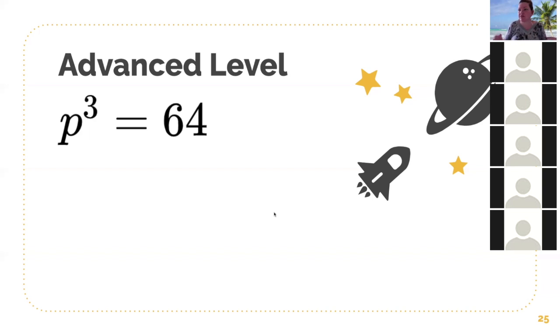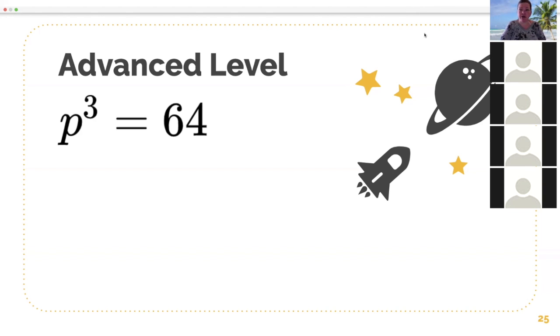And that's why it's in the advanced level practice. So P is not alone, right? We can see that there's this little floating 3, this third power hanging out with P. I want to get P alone. I'm going to need to get rid of that little third power. Does anybody remember what the opposite of the third power, or cubing, is? Cube root. Absolutely, cube root.